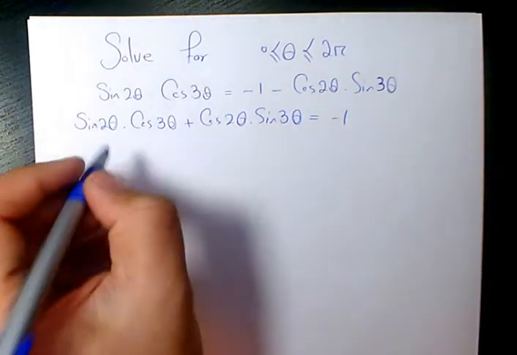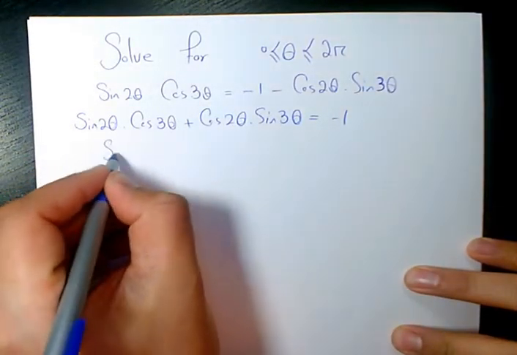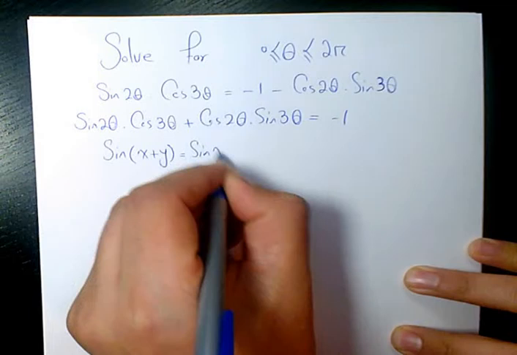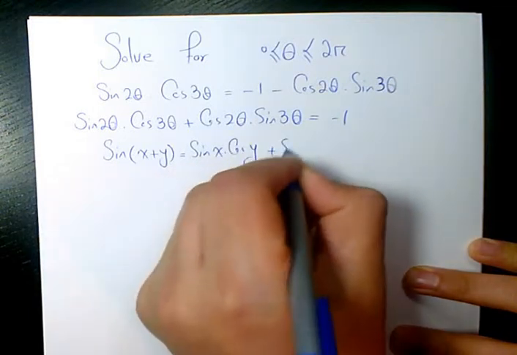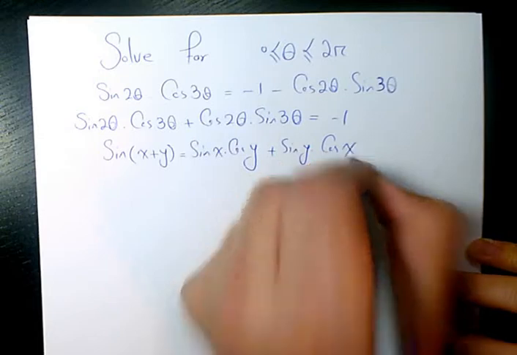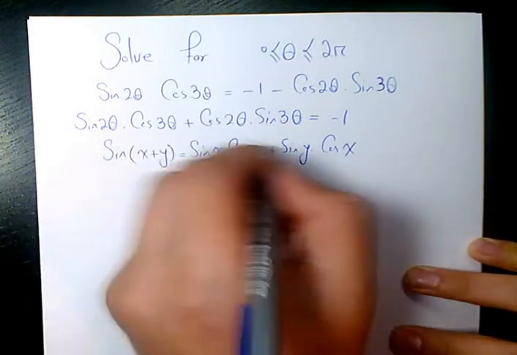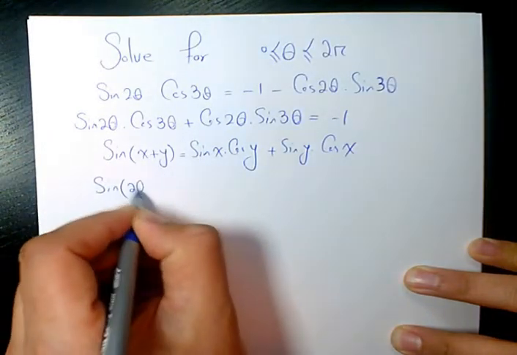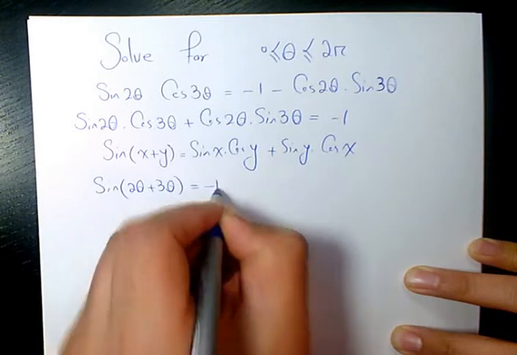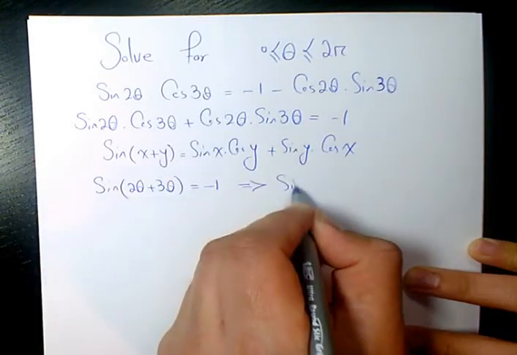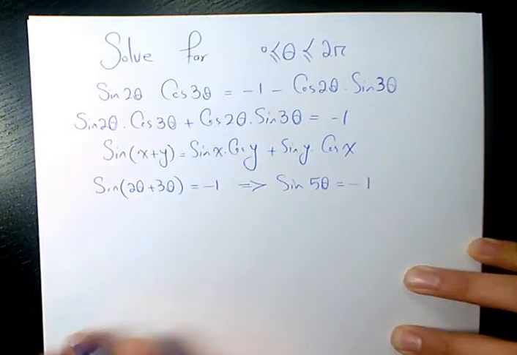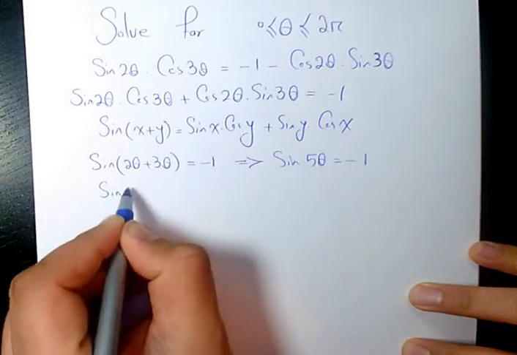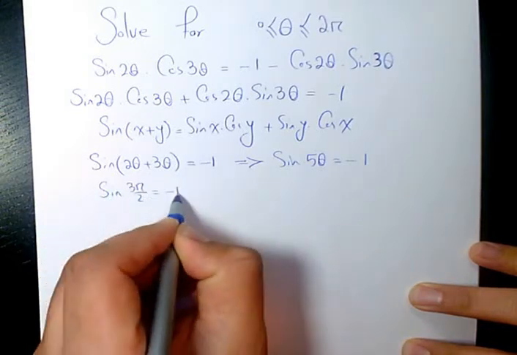And here we have sin(x plus y), as you know from the compound angles, equals sin x times cosine y plus sin y times cosine x. Based on that, I can rearrange this to sin(2 theta plus 3 theta) equals -1, which will be sin 5 theta equals -1. And as we know, sin 3 pi over 2 equals -1.